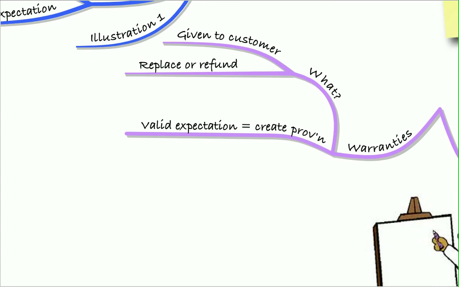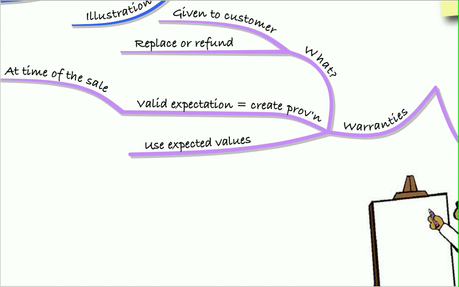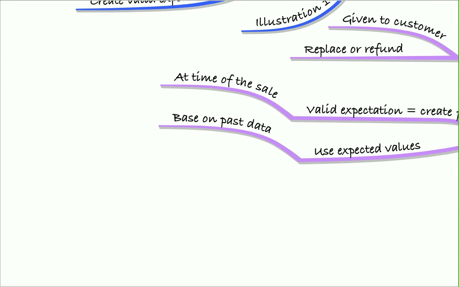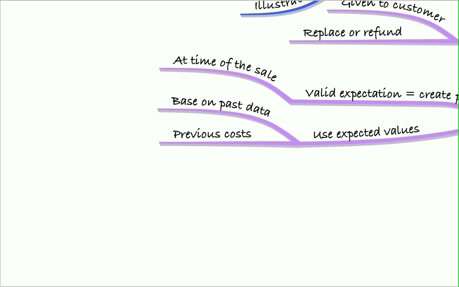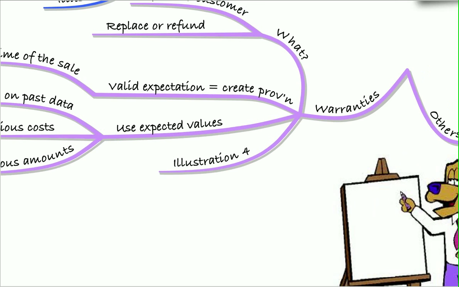Well, if we have created a valid expectation that we have a warranty, then that would lead us to need a provision for it. So if there's a valid expectation at the time of the sale that they can have their item replaced or refunded, well then we would need to create a provision for that potential warranty. We would use expected values for that based on past data and the previous costs that had been entailed and the previous amounts we'd had to pay out. So we looked at how to do that in illustration 4.